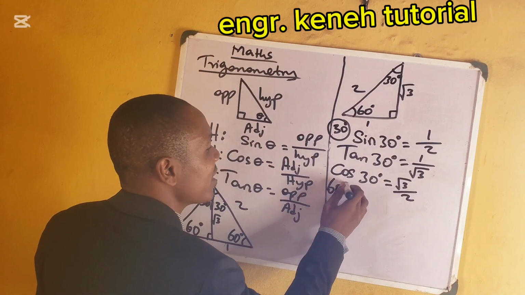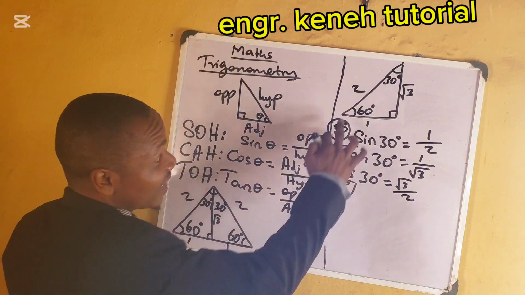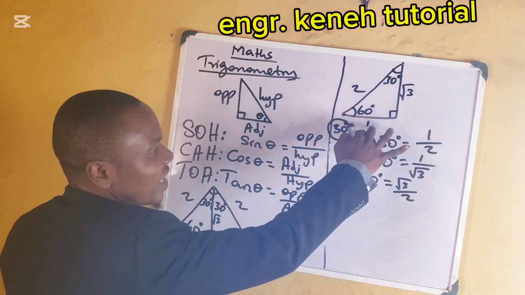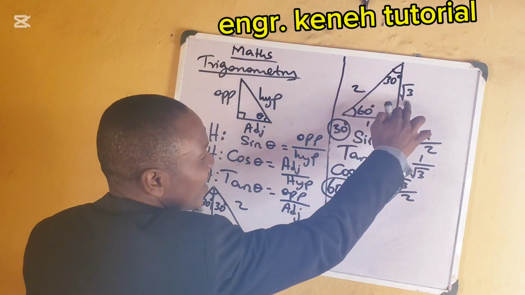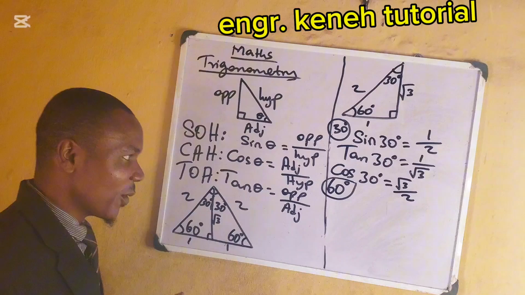Let's talk about 60 degrees like this. If you are considering 60 degrees, look at it here. The opposite is this one. Remember, I said for 30 degrees, opposite is this one. For 60 degrees, opposite is this one. Why? Because it is this one that is facing the 60 degrees. All right.